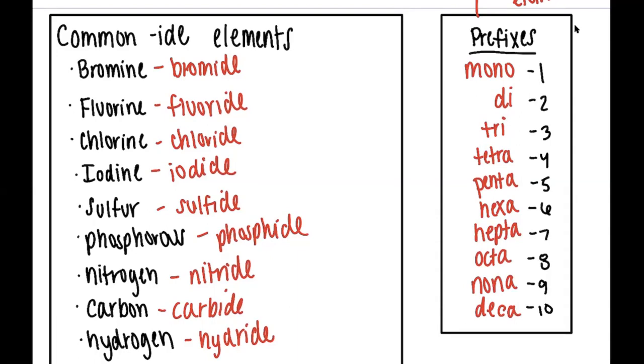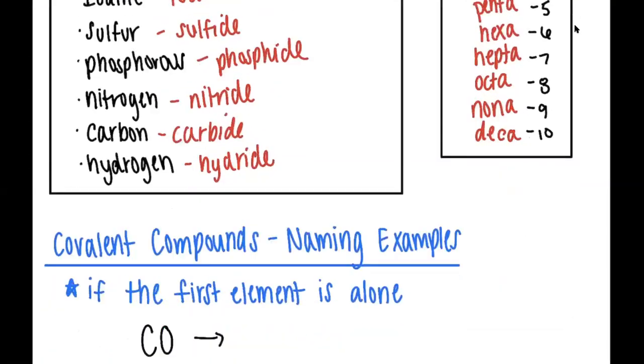So Alicia, if I said deca carbon, how many carbons do I have? Ten. If I said hexa sulfur, how many would I have, Alicia? Six, right? And then if I said tetra iodine, I would have how many? Four, right? So that's what I'm asking you here.